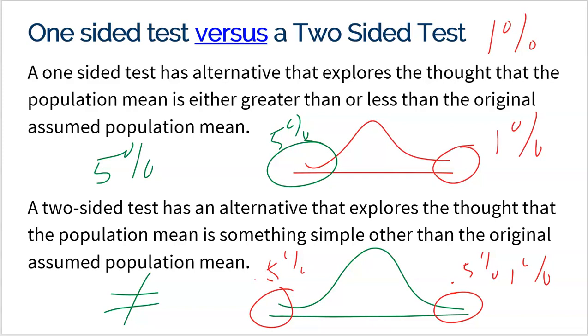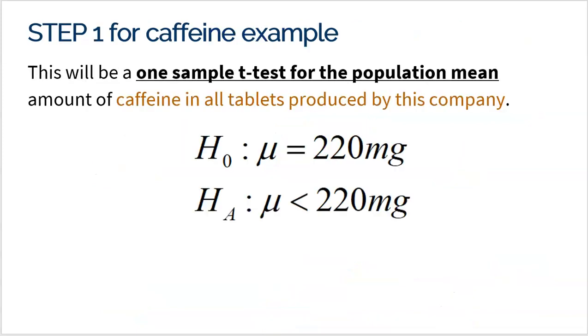The only real issue that you have to remember is if you have a two-sided test, because you're using a not equal to sign, when you get to the very end of the problem, all you really have to do is double your p-value before you make your conclusion. All right, so let's make this easy, right? Step 1 for our example should be very simple.